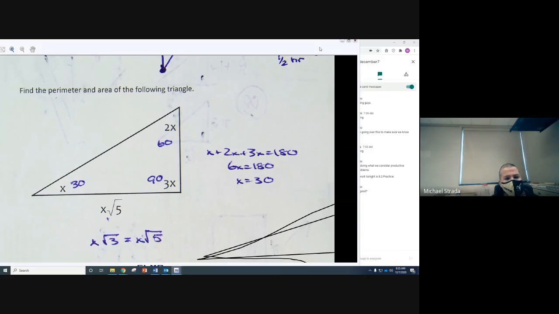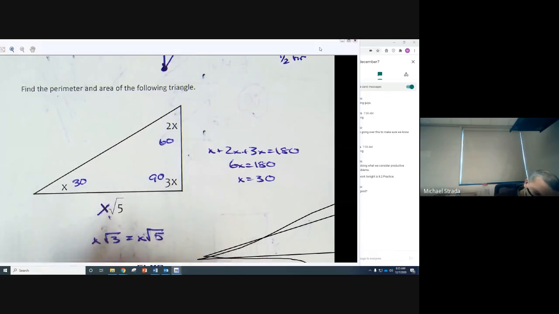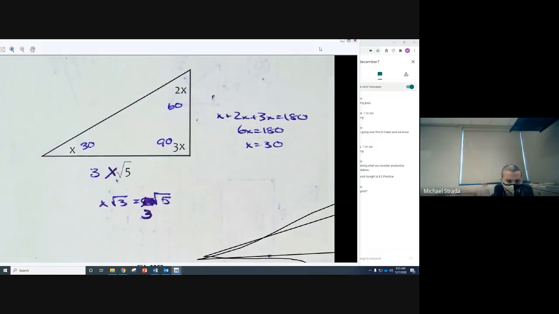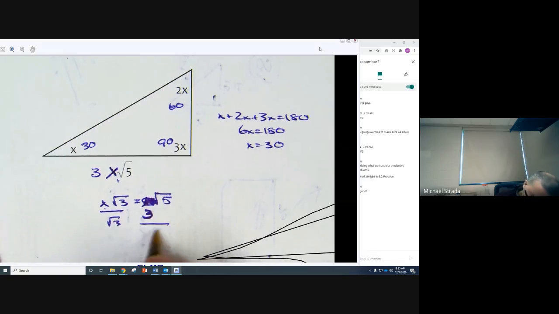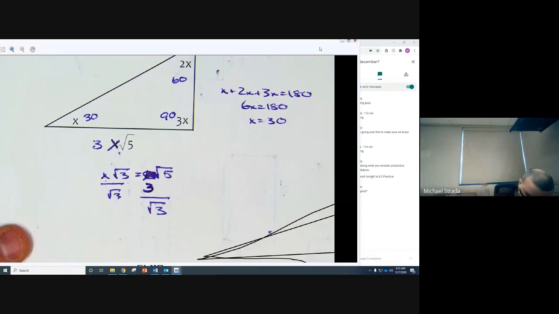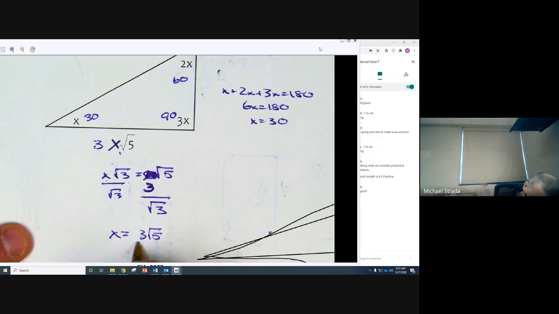All right. We're going to change it up a little bit. We're going to make this a number. Let's make it 3. Okay. So we're going to make that 3 root 5. So x root 3 equals 3 root 5. All right. Now I'm solving for x. How do I get rid of a multiplication by root 3? Divide by root 3. Make sense? And that's going to give me x equals 3 root 5 over root 3.